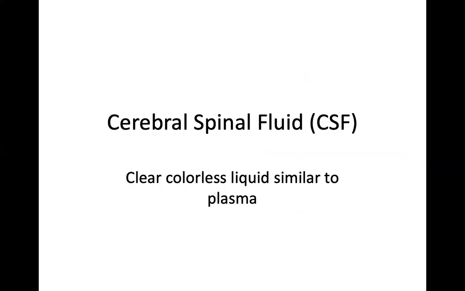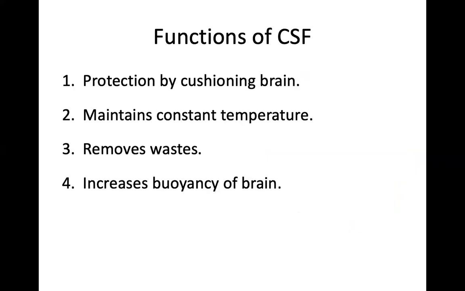Let's talk about CSF. Clear, colorless liquid similar to plasma. And plasma is the liquid part of blood. What does it do? The CSF. It protects our brain by cushioning effect. Like you think about it, the 3-pound brain is floating in that CSF. You don't feel it because it's protected by CSF, cushion. It maintains the constant temperature, removes waste, and increases buoyancy, the floating tendency.